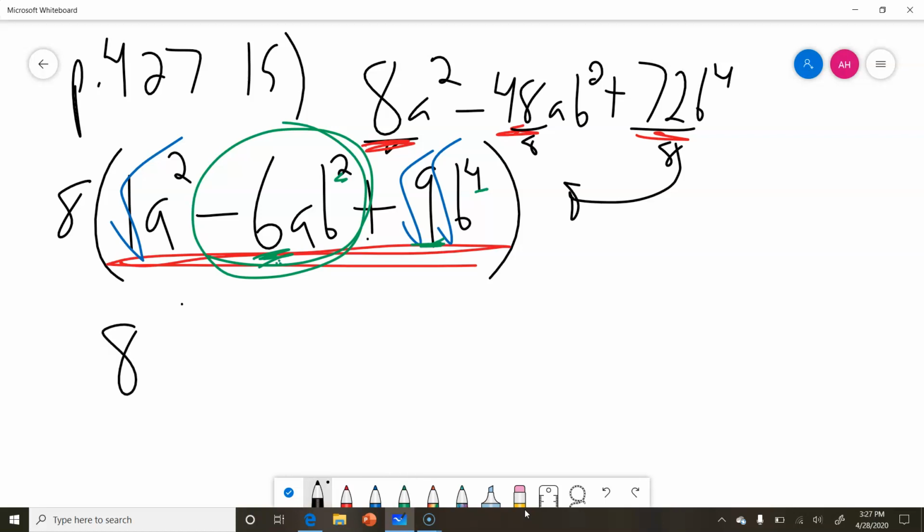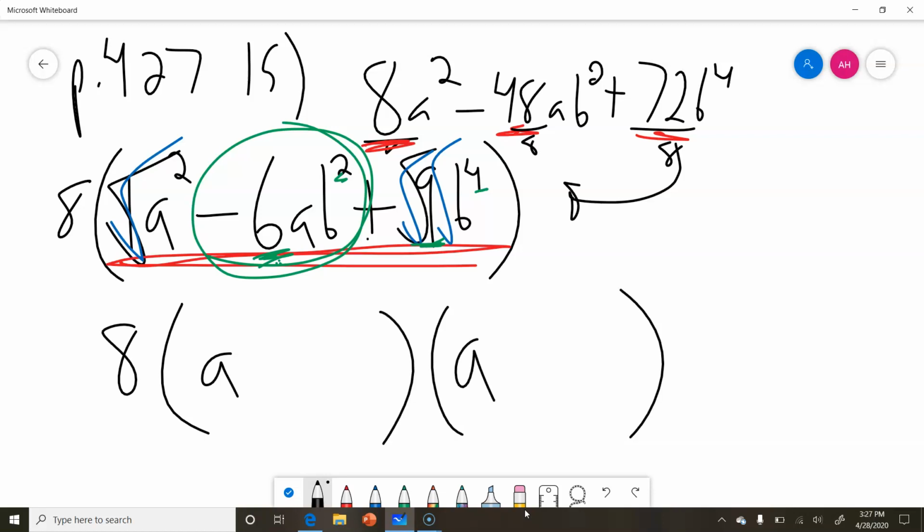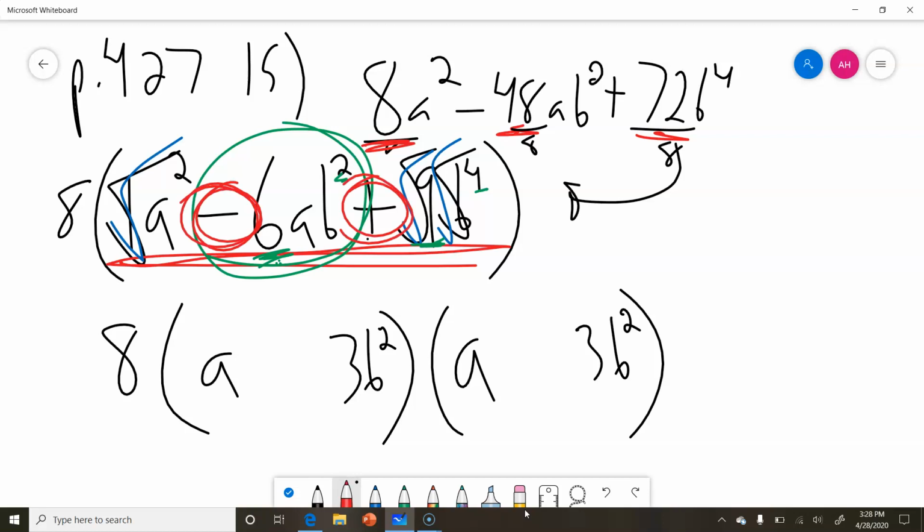So I come down here, all right, 8, that stays. The square root of a squared is a. So that goes there. The square root of 9 is 3. And the square root of b to the 4th is b squared. Now, I come over here and I look at my sign. See, that's a minus, but this is a plus, which means they have to be the same sign to give me a plus. And the sign is going to overall be negative, so that means I automatically know minus, minus.